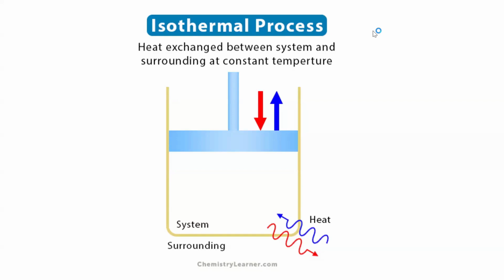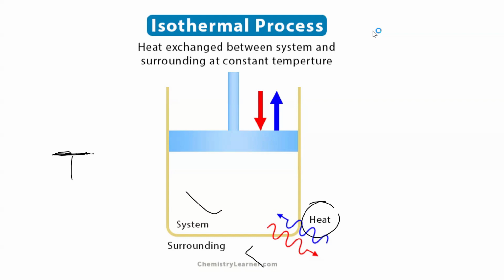So usually in isothermal process, temperature is constant. The temperature T remains always constant, but there is an exchange of heat between the system and the surrounding. So heat exchange between system and surrounding at constant temperature. That is what you call an isothermal process.